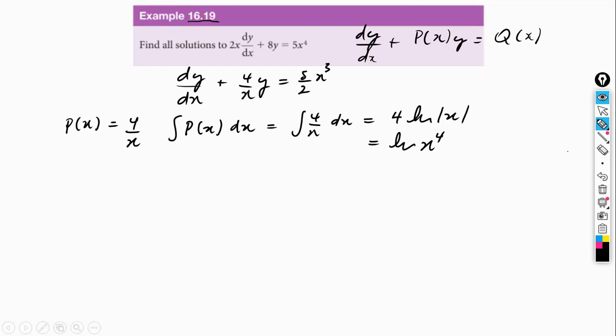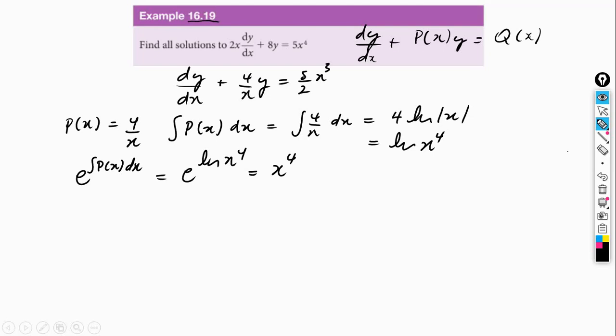Okay, now we need to find out what the integrating factor is. And the integrating factor is in the form e to the power of the integral of p of x dx. So this is going to equal e to the power of the natural logarithm of x to the 4, which is equal simply to x to the 4. So that's the integrating factor.